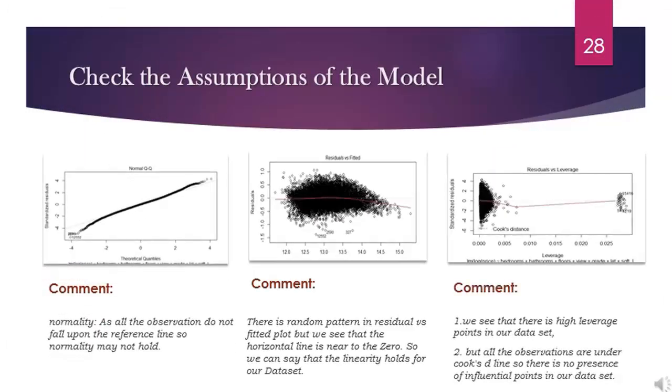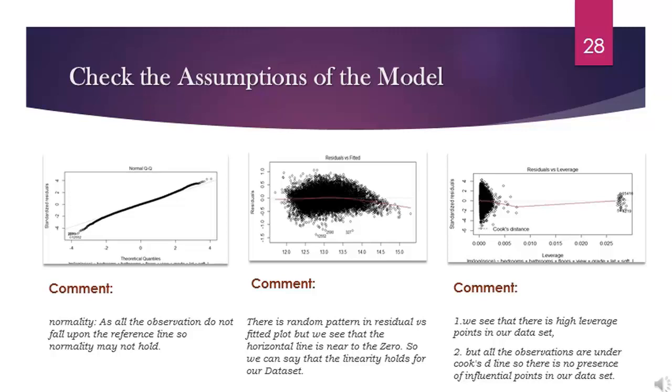Now we check the assumptions of the model. Normal QQ plot. From this plot we can see the observations do not fall upon the reference line, so normality may not hold. The residual versus fitted plot. There is a random pattern in the residual versus fitted plot, and the horizontal line is near 0, so we can say that linearity holds for our dataset.